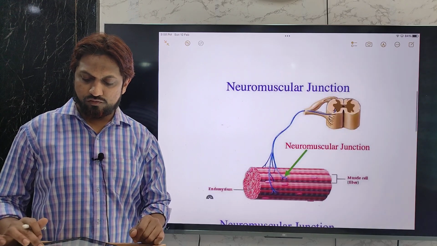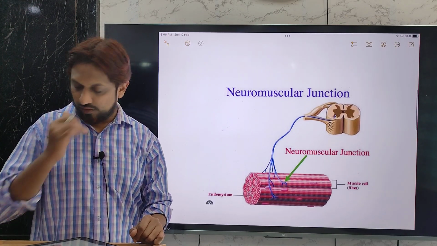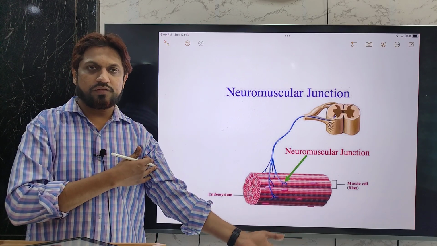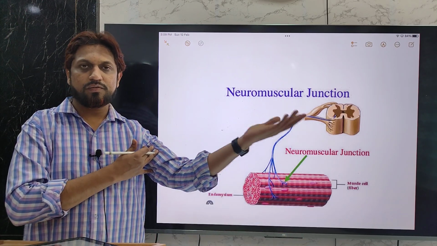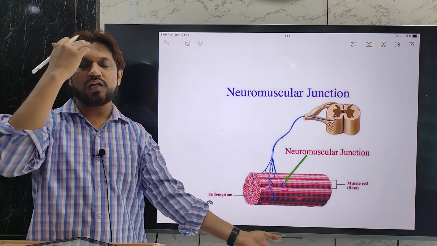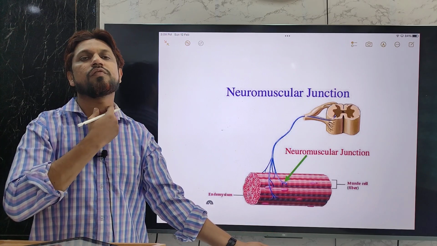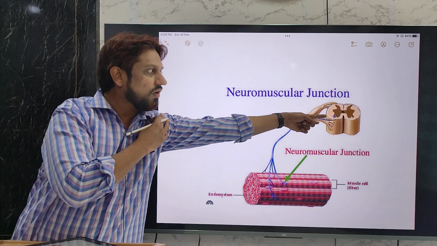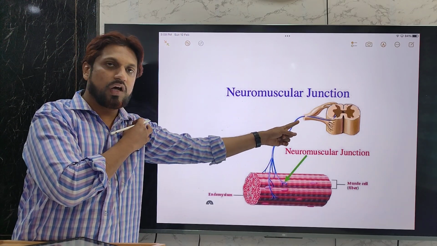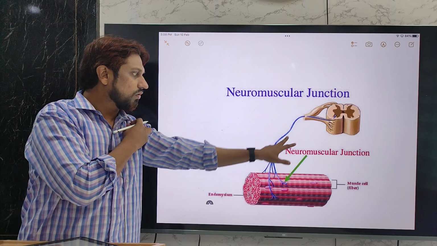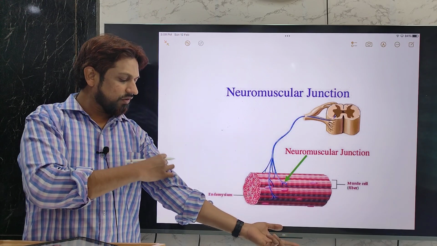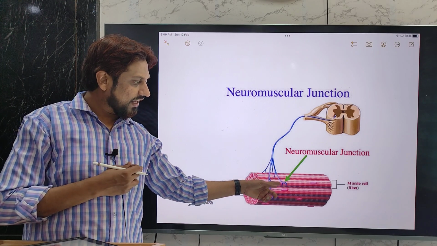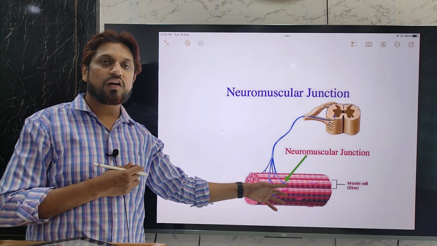What do we mean by neuromuscular transmission? Suppose this is a biceps muscle here. If I want to contract my biceps muscle, the message from my brain ultimately goes with the help of the neurons to the spinal cord, and from the spinal cord, that is the anterior horn cells of the spinal cord, which is a motor neuron, the alpha motor neuron, will transmit this to the concerned muscle. Now, what are the events that take place at this neuromuscular junction?